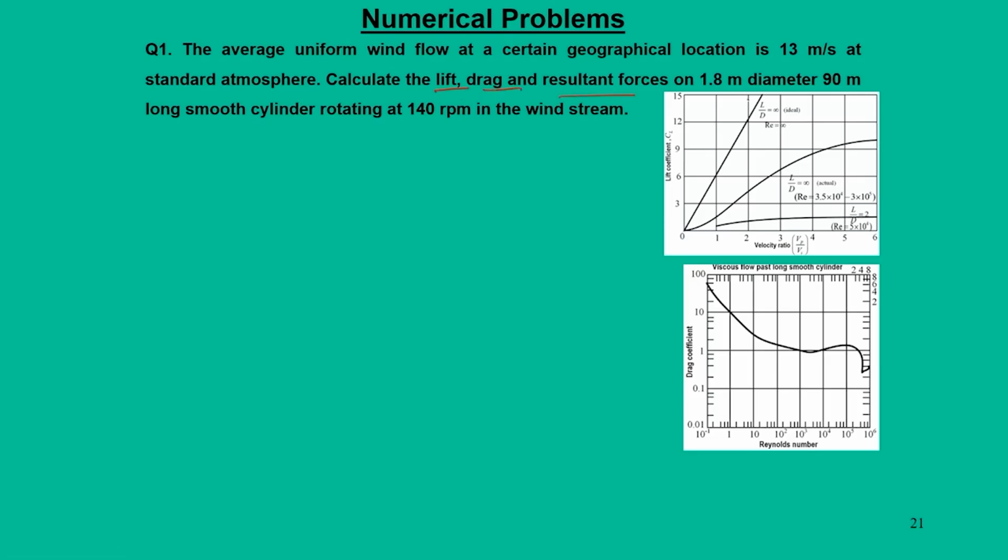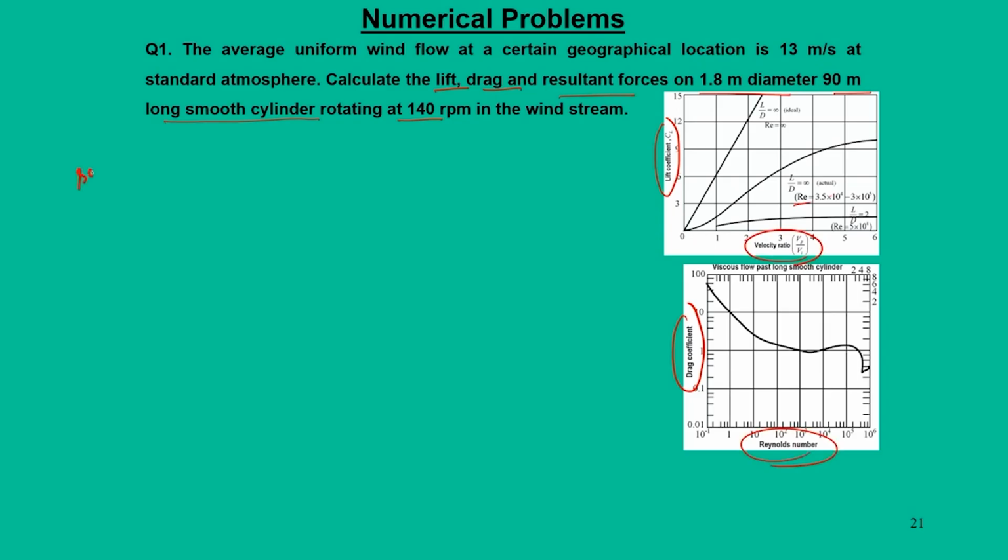So, using a 1.8 meter diameter and 90 meter long smooth cylinder that rotates 140 rpm in the wind speed. So, the problem statement is simple, but here to get these lift and drag forces we need to rely on the classical graphs, lift coefficient and drag coefficient as a function of Reynolds number and velocity ratio. So, how do you go about this?